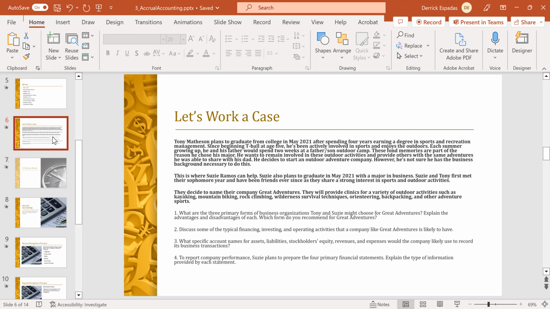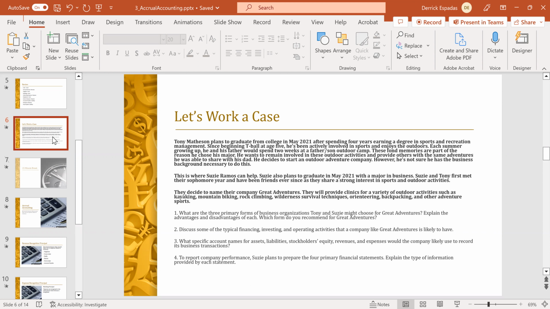Susie also plans to graduate in May 2021 with a major in business. Susie and Tony first met their sophomore year and have been friends ever since, as they share a strong interest in sports and outdoor activities. They decide to name their company Great Adventures. They will provide clinics for a variety of outdoor activities such as kayaking, mountain biking, rock climbing, wilderness survival techniques, orienteering, backpacking, and other adventure sports.